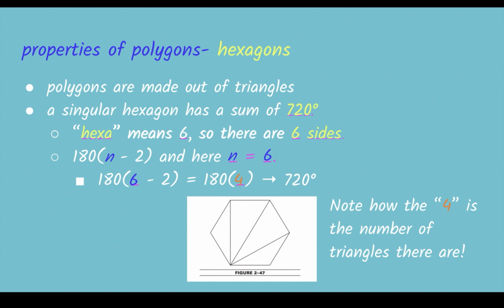Woo! Congratulations! I hope you got this. If not, I'll walk you through the steps on how you would get this. So a hexagon, you would take out the root word hexa, or just count the sides, and that would mean that there are 6 sides, therefore n equals 6. And so you just plug in 6 into the equation. So 180(6 - 2) equals 180 times 4, which is 720 degrees, which is the sum of angles for a hexagon.